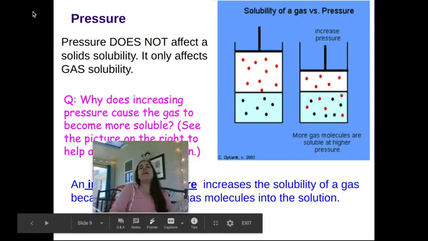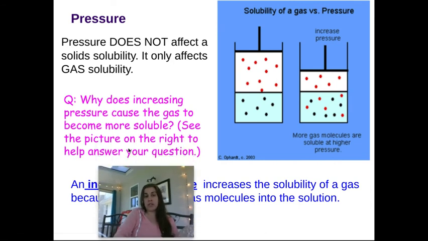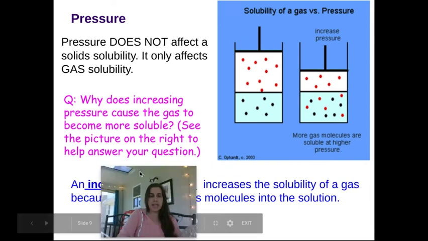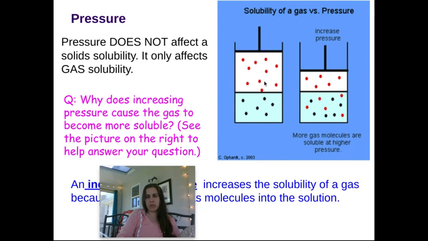Well, pressure doesn't affect solid solubility. It doesn't matter what the pressure is on the surface of a liquid. It's not going to affect a solid. It's only going to affect a gas. So, why does pressure increasing cause the gas to become more soluble? You can see here there's a piston that simulates an increase in pressure, and it pushes down on the gas molecules. So why does increasing pressure cause a gas to become more soluble in solution?